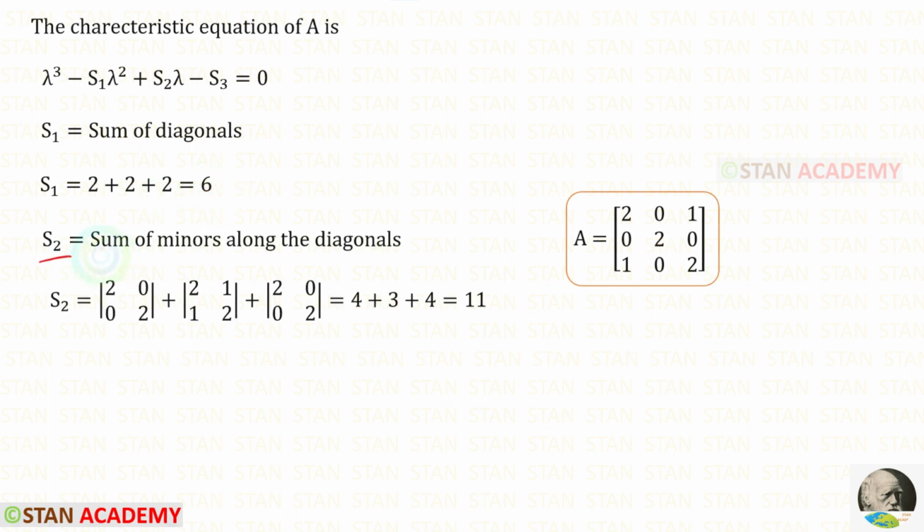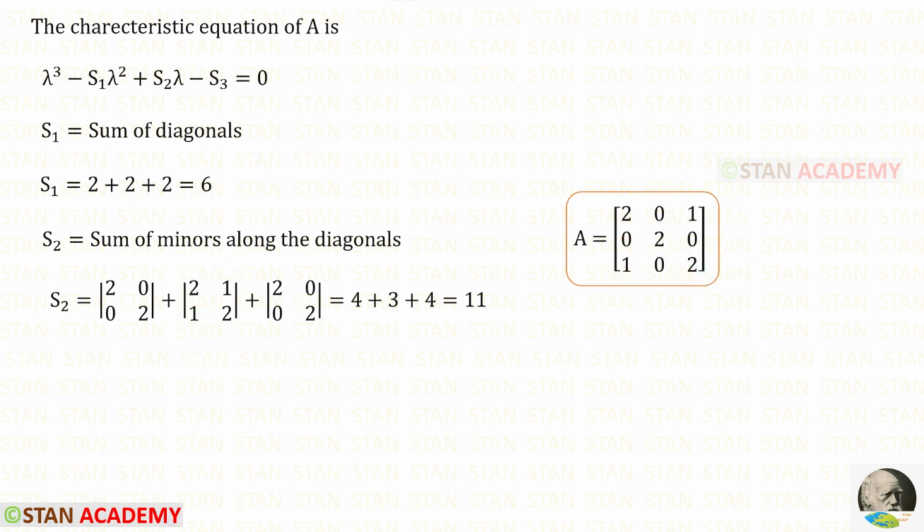S2 is the sum of the minors along the diagonals. First, let us take this diagonal. We have to cut the row and the column. The remaining is 2, 0, 0, 2. Now let us take this one. We have to cut the row and the column. The remaining is 2, 1, 1, 2.